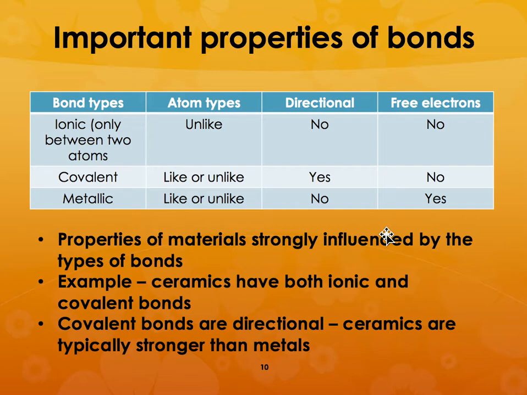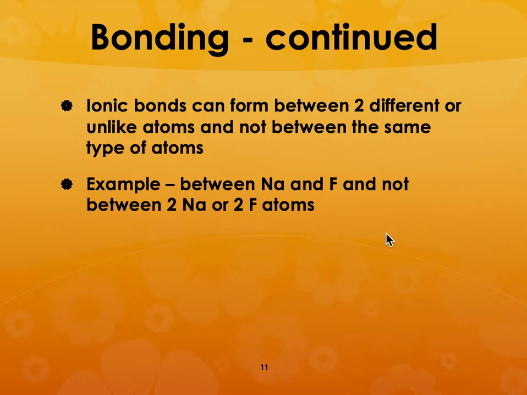For example, in ceramics, you have both ionic and covalent bonds. And the covalent bonds are directional, and therefore ceramics are typically stronger than metals. Here again, you do not have any kind of free electrons. The third type is metallic, and you can have like or unlike types of atoms, and the bonds are not directional either, but there are free electrons.